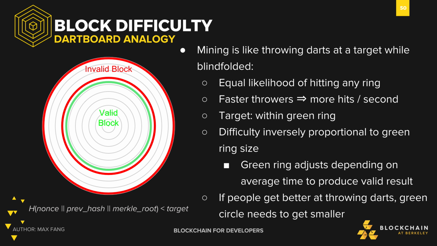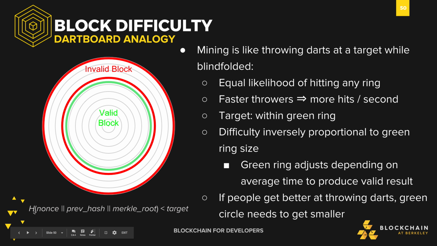So this is an interesting analogy for how mining hardware gets better over time. If people all have the best mining hardware and are finding more blocks quicker, then eventually the circle will get smaller and it'll readjust the difficulty of the network. And this again is to make sure that incentives are aligned in the network.